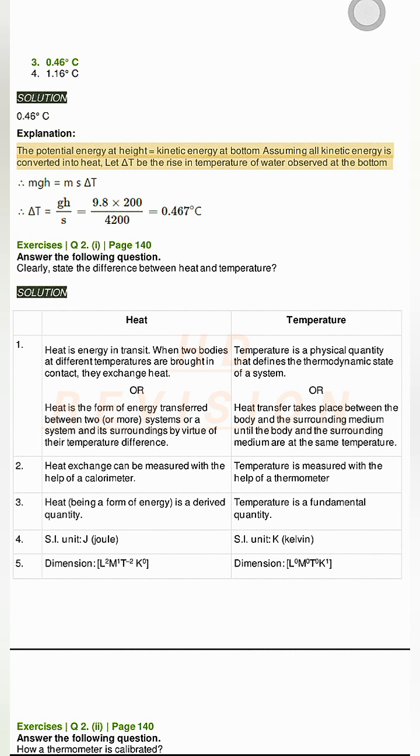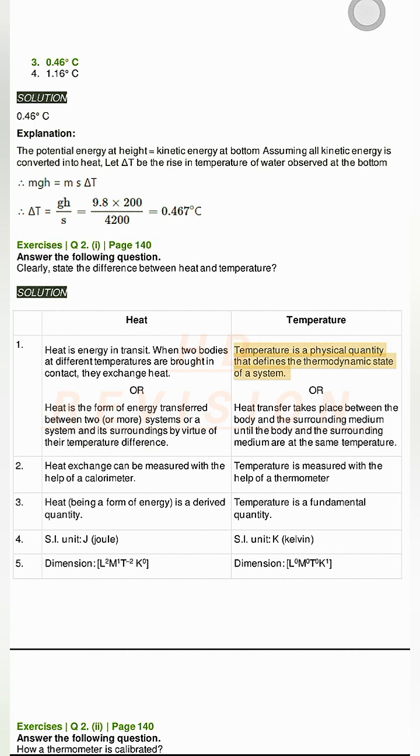Exercises Q2. Page 140. Answer the following question. Clearly state the difference between heat and temperature. Solution. Heat: 1. Heat is energy in transit. When two bodies at different temperatures are brought in contact, they exchange heat. OR, heat is the form of energy transferred between two or more systems, or a system and its surroundings, by virtue of their temperature difference.